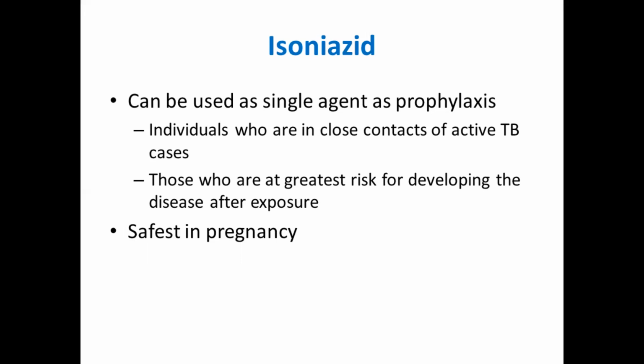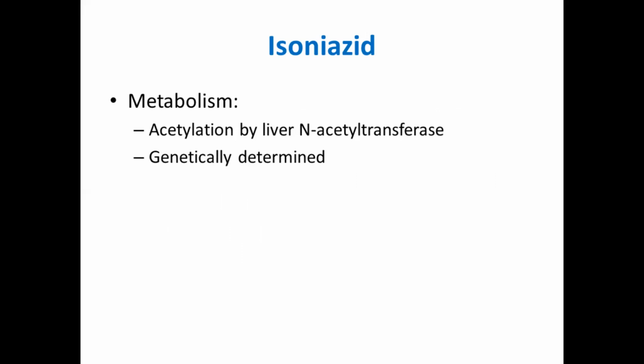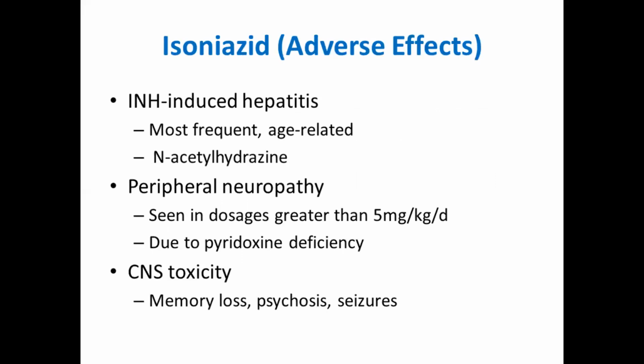And isoniazid is considered safest in pregnancy. So, it is metabolized by acetylation by the liver, and acetyltransferase, no? However, other effects, no, most frequent is INH-induced hepatitis. So, due to the formation of N-acetylhydrazine, peripheral neuropathy, nasabi natin yung kahapon, kakaroon ng pyridoxine deficiency, that's why we give vitamin B6 or vitamin B complex to patients. CNS toxicity, memory loss, psychosis, and seizures.